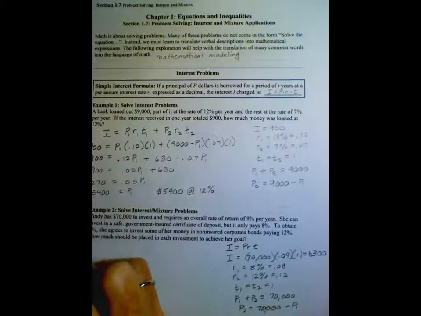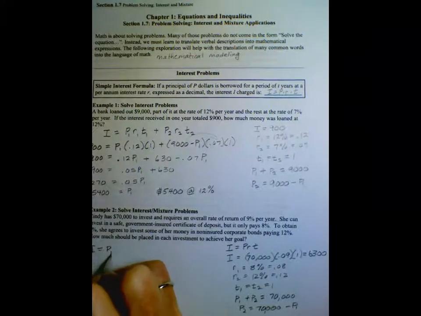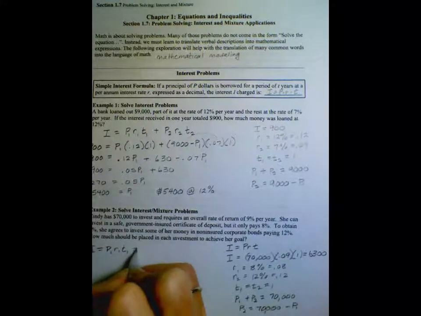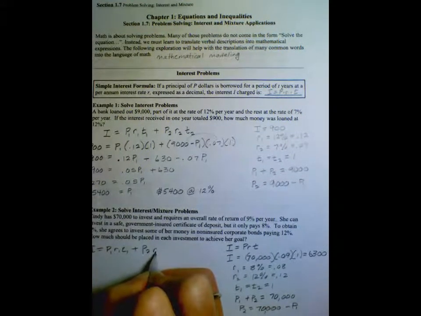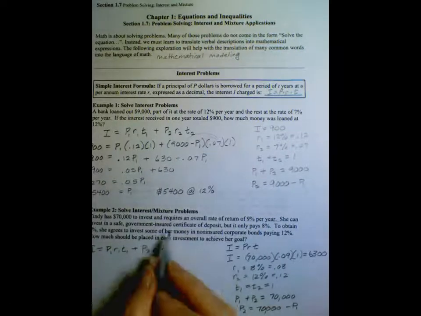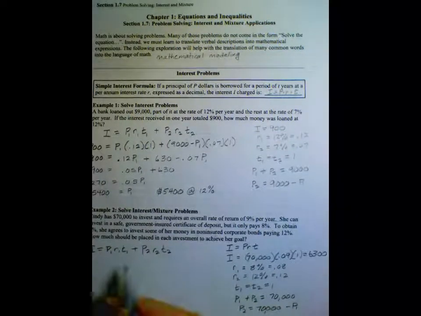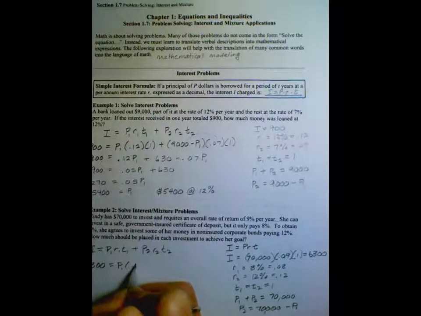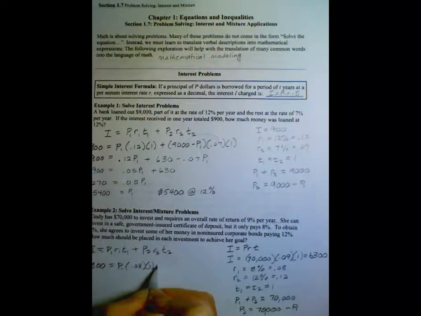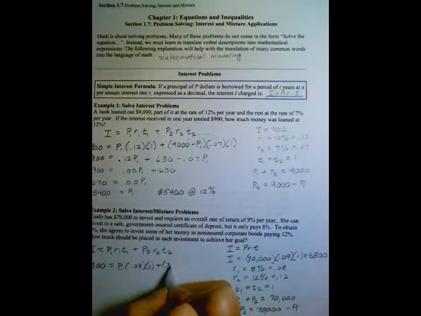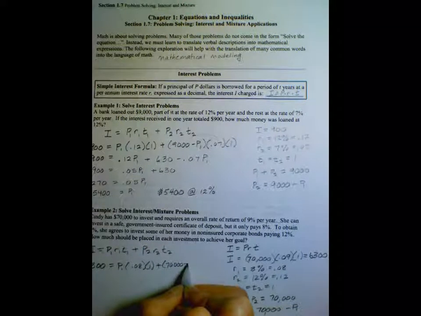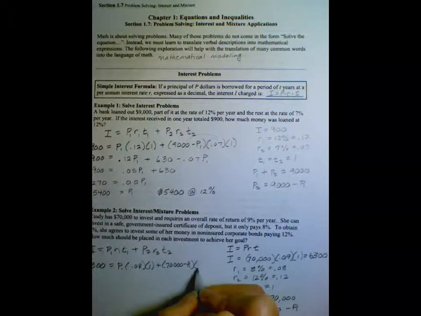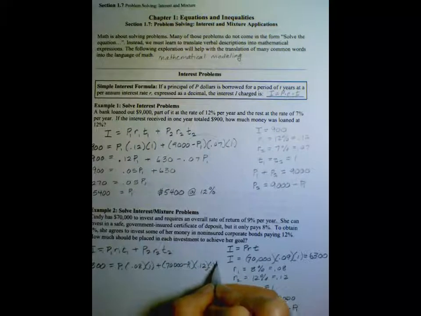So here we go. Interest equals P1 R1 T1 plus P2 R2 T2. This is like a mixture problem. You're mixing two piles of money trying to get a particular outcome of interest. All right, 6,300 equals P1 times 0.08 times 1 plus (70,000 minus P1) times 0.12 times 1.